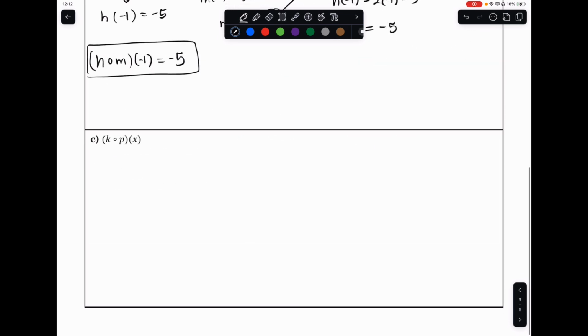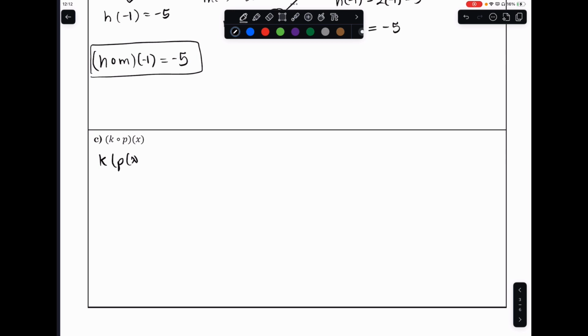So for the next example, k of p of x. We're going to start with first p of x. This notation is just asking us to get this and plug it into the outside function. So we have p of x. I'm going to put k first, I'm sorry, k of x, which is x squared plus 4x plus 5.